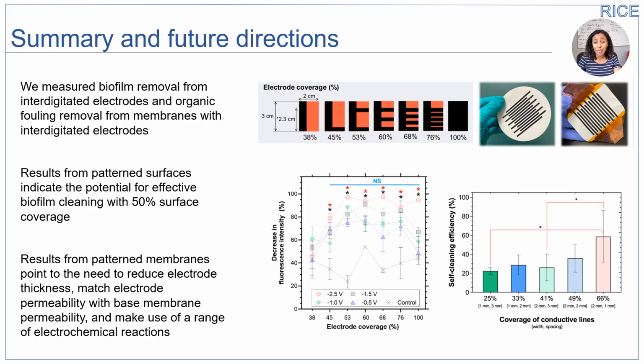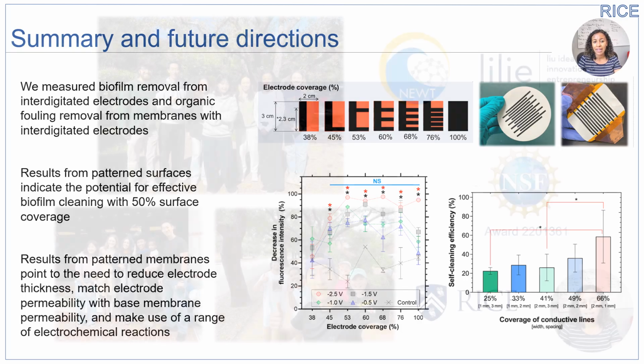Okay, so to summarize and conclude, we measured biofilm removal from interdigitated electrodes and organic fouling removal from membranes with interdigitated electrodes. Our results from pattern surfaces indicate the potential for effective biofilm cleaning with 50% surface coverage, but results from the pattern membranes point to the need to reduce the electrode thickness, match electrode permeability with base membrane permeability, and make use of a range of electrochemical reactions to get higher self-cleaning efficiency.